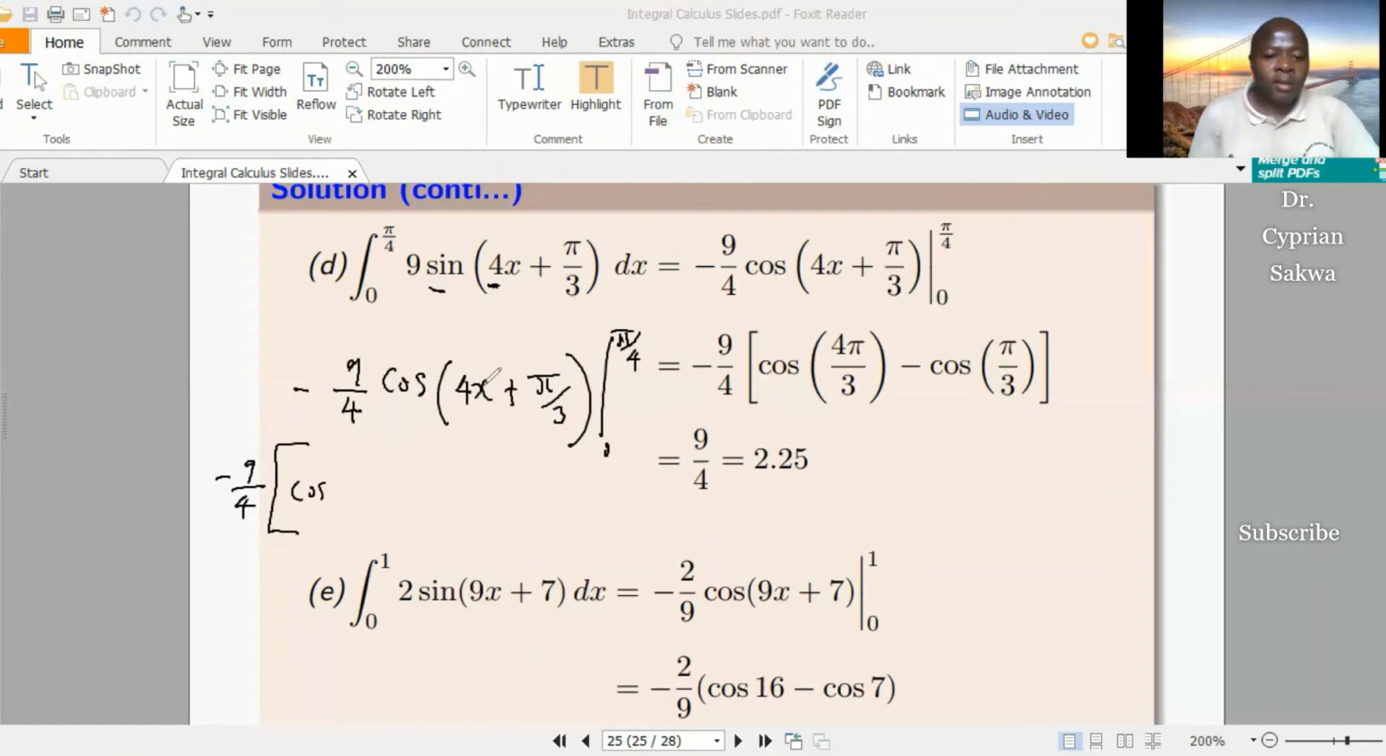Cos, instead of x, I have pi over 4. So what is 4x? 4x is 4 times pi out of 4, which is pi, plus pi out of 3. And then minus cos, and at this point I'm now putting the lower limit, which is 0, instead of x. So this will be 4 times 0, which is 0, then plus pi out of 3. Then close the bracket.